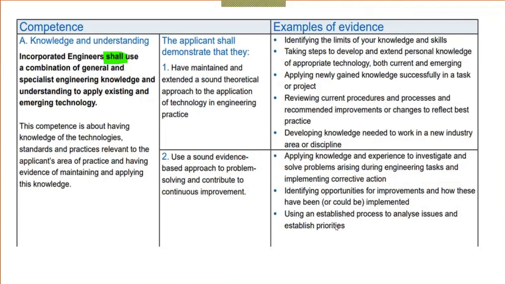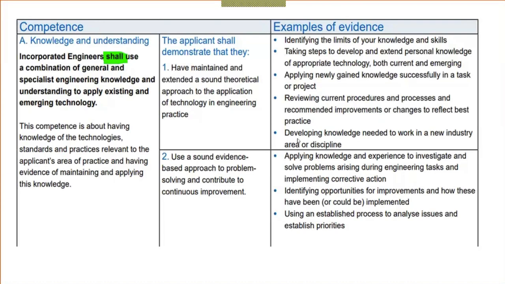So you can see here on the screen at the moment is a summary of the competence requirement for IEng, and competence A is on the screen at the moment. So you can see here where there's an overview of the competence requirement. There's the 2 sub-elements of that particular competence requirement. And here, the information that's probably most of interest to you as an applicant are examples of how you as an applicant could meet the competence requirement in question.